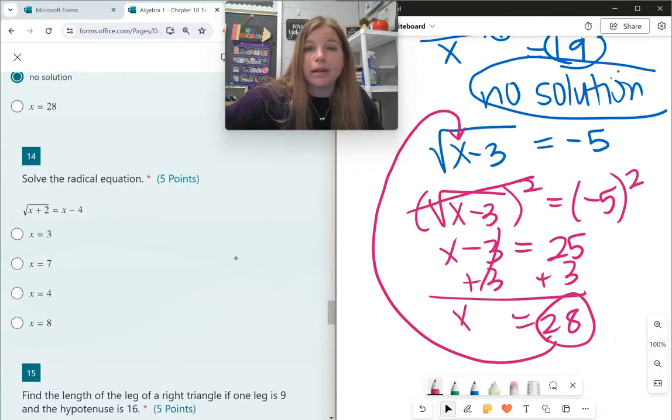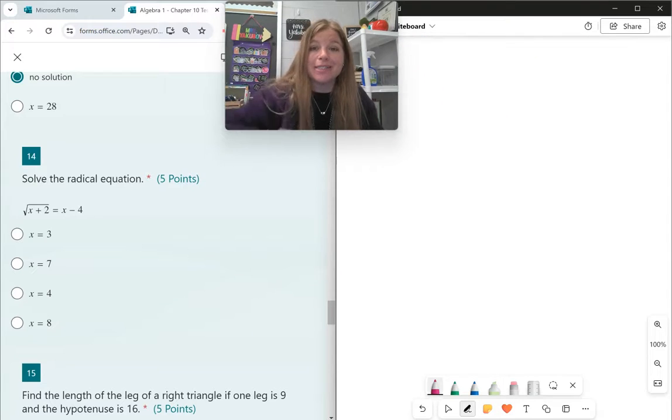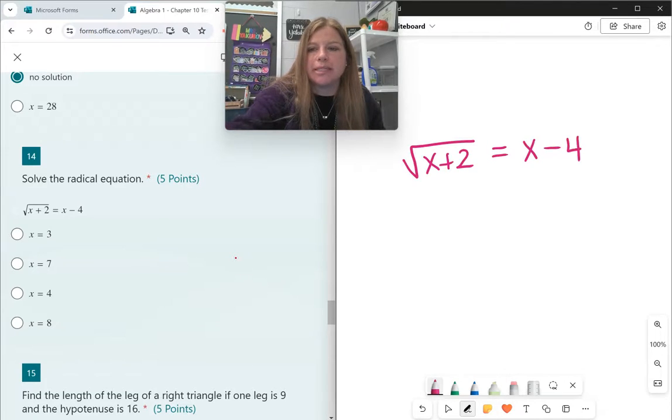I have one more radical equation for us to do, and this last one is the one that is the most complicated. It has the most steps. So if I take the square root of x plus 2 and I set that equal to x minus 4, is my radical isolated? Yes. Is it equal to a negative? No. So I know I could do this problem. I'm going to square both sides.